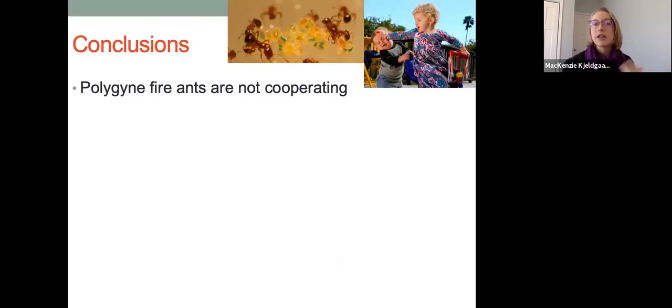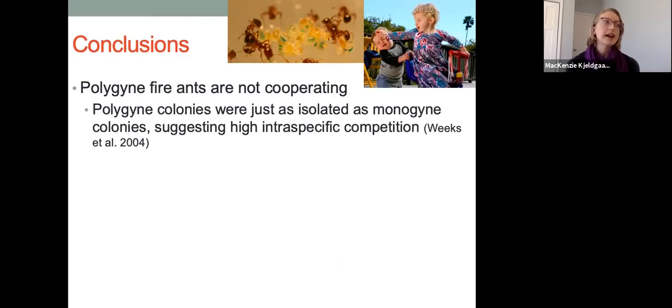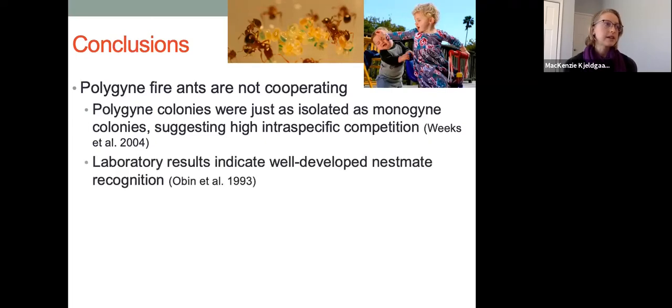So this leads me to the conclusion that polygyne fire ants are not cooperating. In fact, polygyne colonies were just as isolated as monogyne colonies. That may be suggesting high intraspecific competition, which is what a past study by Weeks et al. in 2004 had found. Our laboratory results indicate well-developed nestmate recognition, so workers really do seem to be able to differentiate between related and unrelated larvae. And this is supported by a past study by Oben et al.